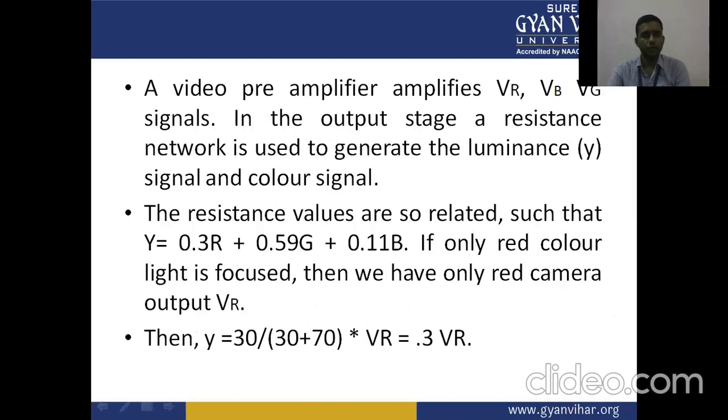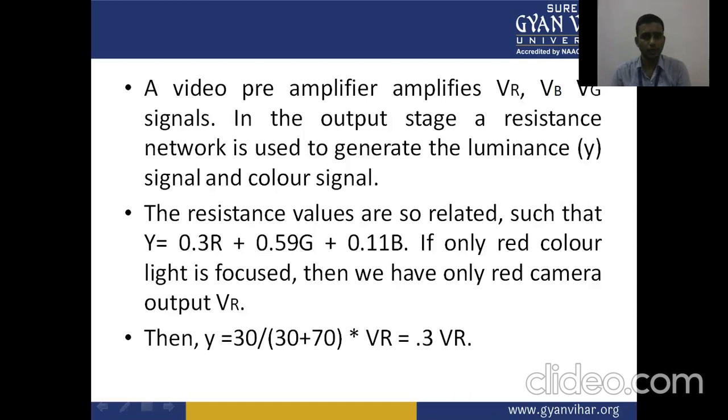A video preamplifier amplifies the VR, VB, VG, red, green, and blue signals. In the output stage, a resistance network is used to generate the luminance Y signal and the color signals. The resistance values are so related that Y equals 0.3 R plus 0.59 G plus 0.11 B. So this is the equation for the luminance signal, that is the Y, and color signal.